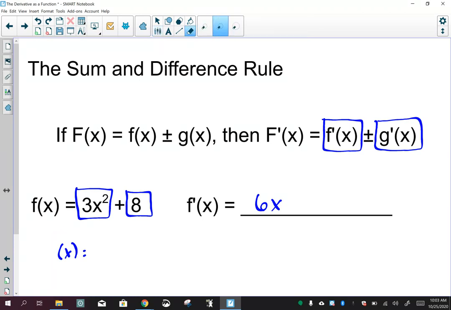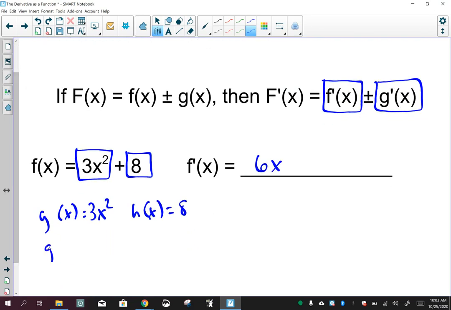let's change it so you don't get that mixed up. We're going to say g of x is equal to 3x squared, and h of x is equal to 8. If I go g prime of x, that's your 6x, and if I go h prime of x, that's your 0. When you combine those together, you get this piece right here.